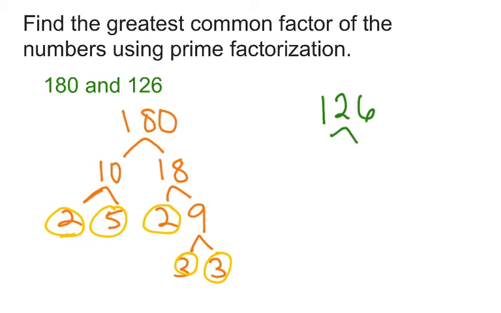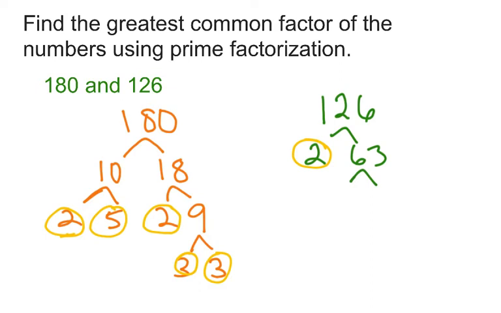So I can first break this down. I notice that 126 is even, and again, there's more than one way to break these numbers down, but I'm trying to use examples that make the most sense to you. So 126 can be broken down into 2 times 63. 2 is prime, so I'm going to circle that.